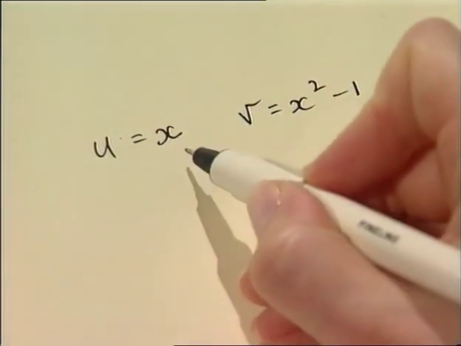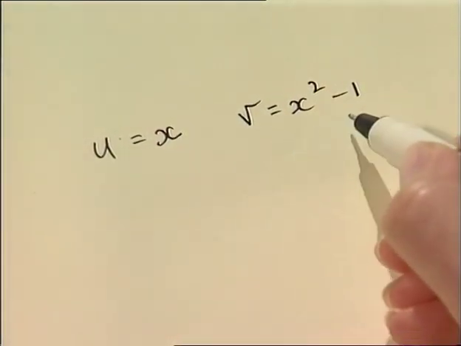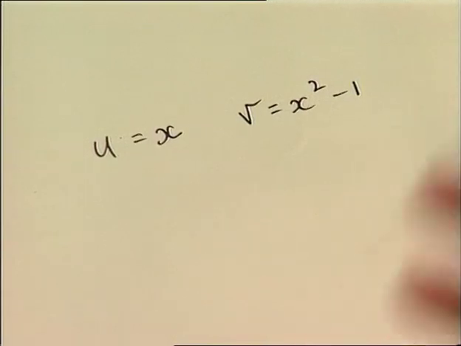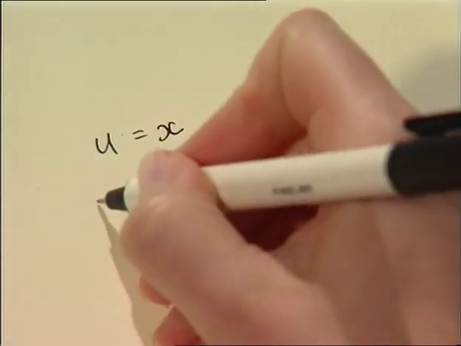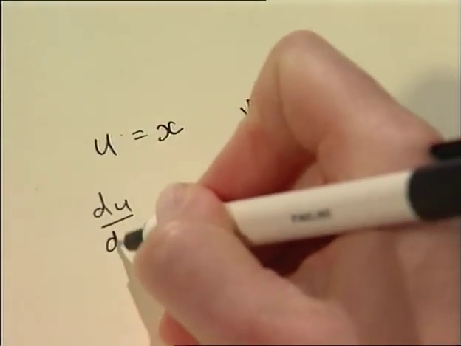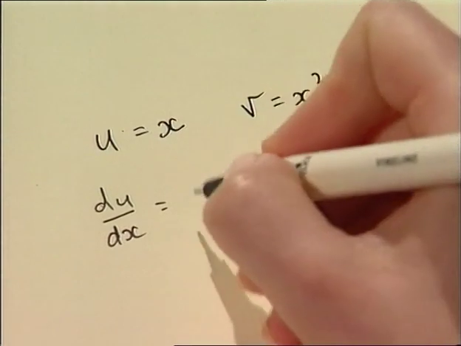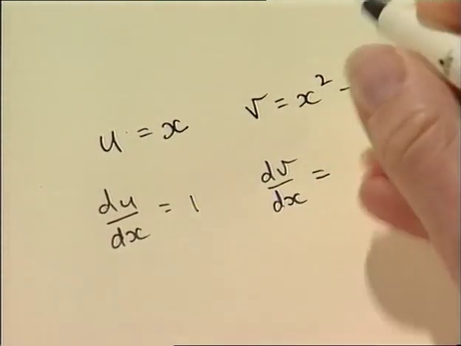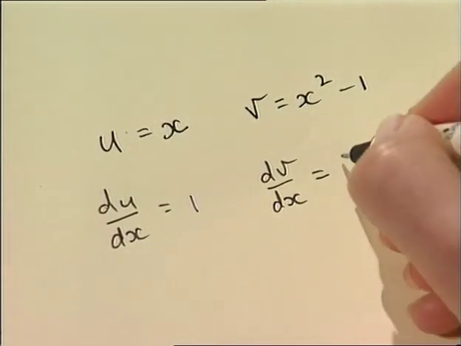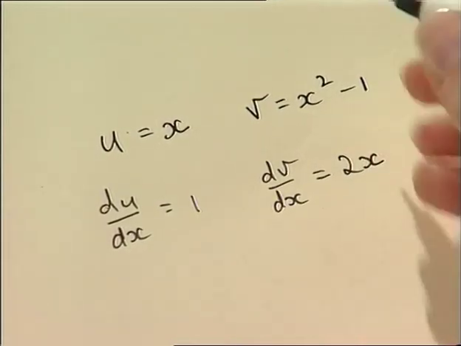So now I'll use the quotient rule to solve this problem. Well, I've already chosen u equal to x and v equal to x squared minus 1. So the next stage is to differentiate each of these, and for that I can use the standard table of derivatives. So du by dx, x has derivative of 1, and dv by dx, x squared minus 1 has derivative of 2x. Well, now I can put these results into the quotient rule.